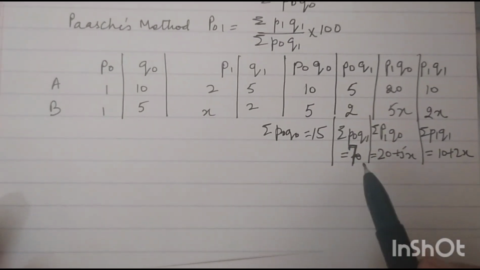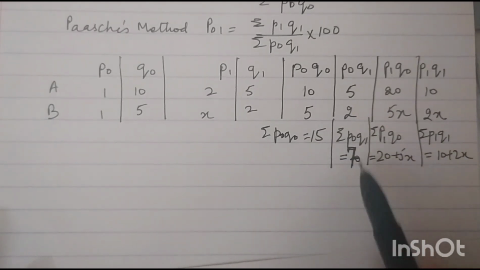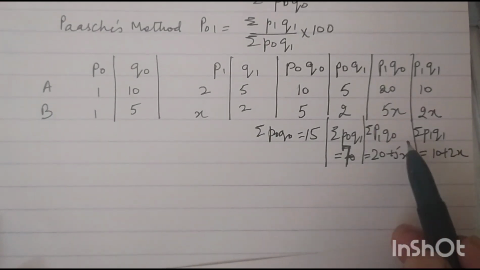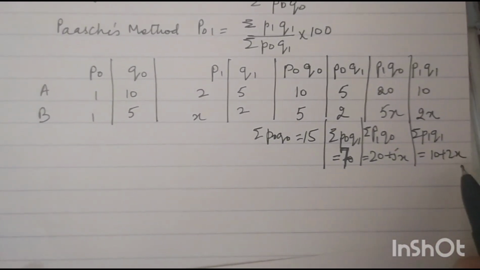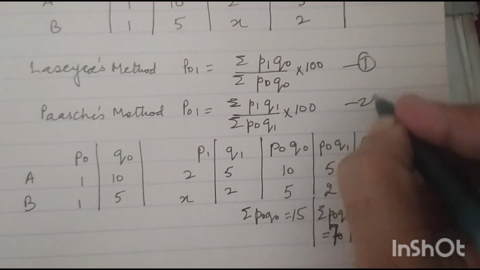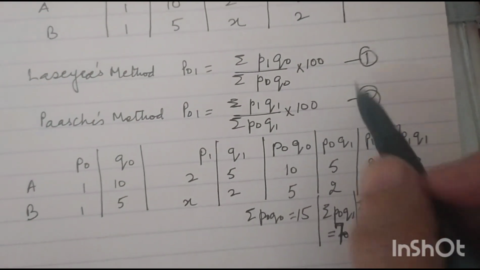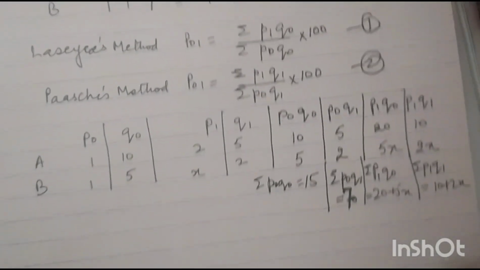So summation P0 Q0 is 15, summation P0 Q1 is 7, summation P1 Q0 is 20 plus 5x, summation P1 Q1 is 10 plus 2x. Now we will put these values in these formulas. So this is 1, this is 2, and we are given that the ratio of L is to P is 28:27.